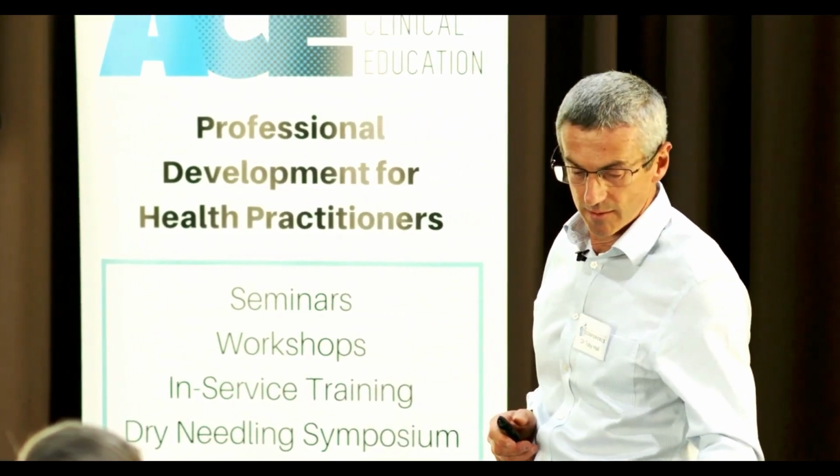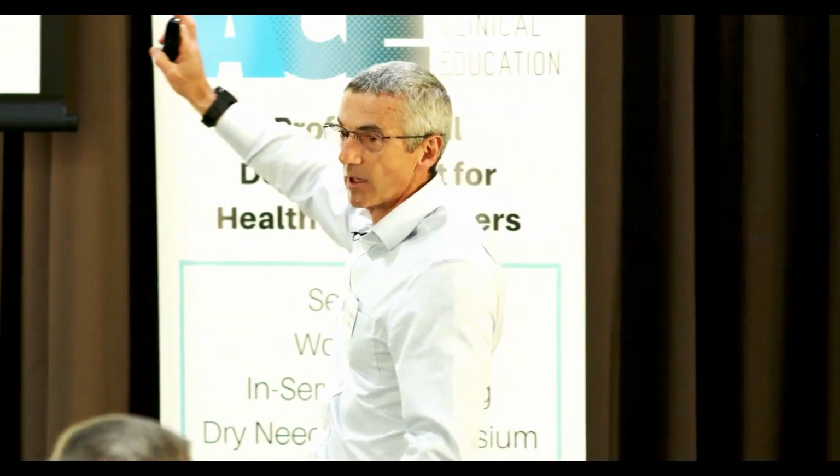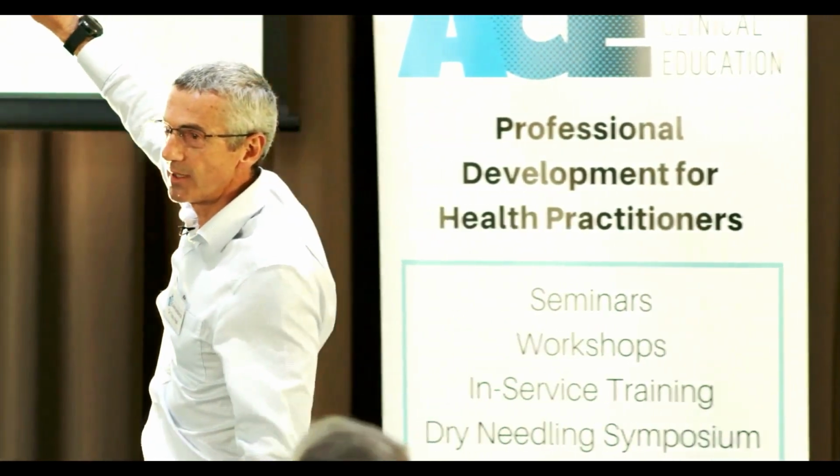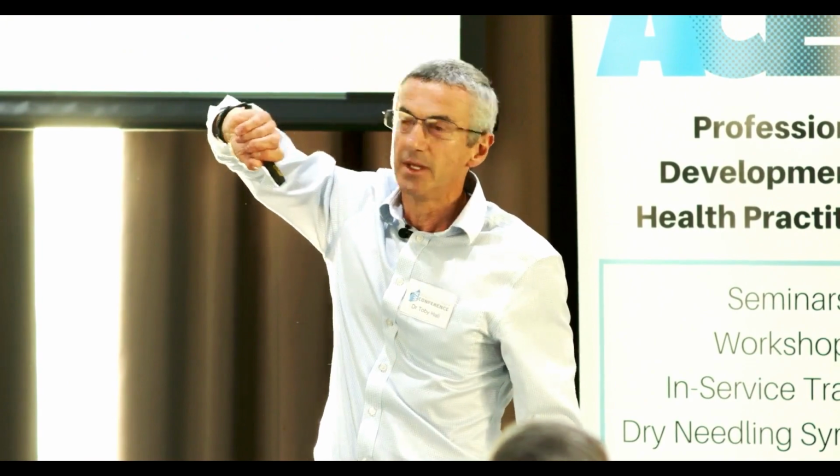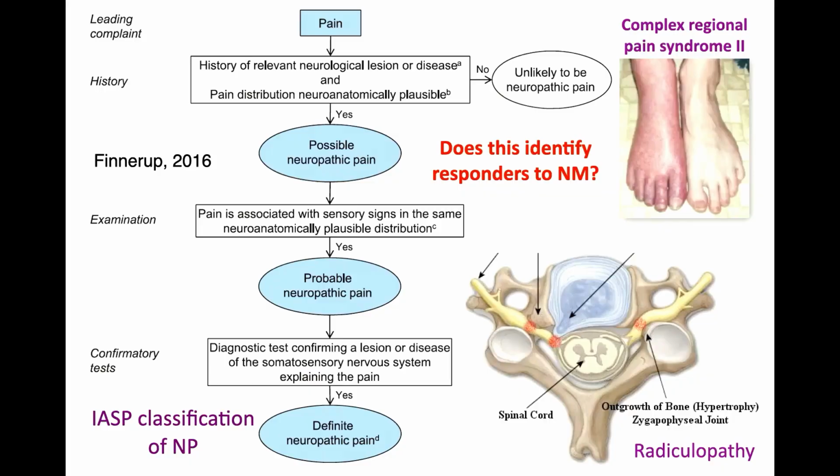Now, our medical colleagues have a classification process to identify when a nerve is the cause of the pain, neuropathic pain. So they follow this process here. Yeah? Now, that's all well and good, but it doesn't really tell us when we can treat a patient and when we can't.